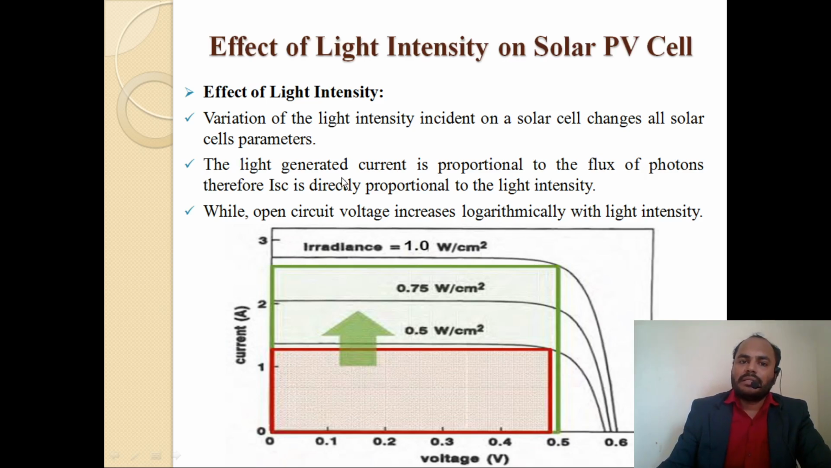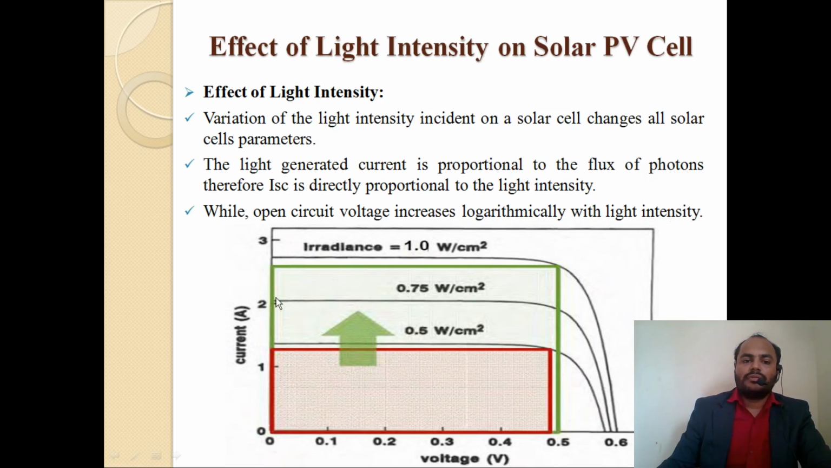The light generated current is proportional to the flux of photons, therefore the short circuit current is directly proportional to the light intensity. As the light intensity is higher, the current generation from a solar panel is also higher, while the open circuit voltage increases logarithmically with light intensity.